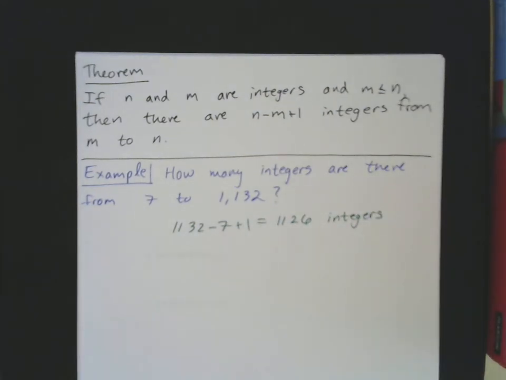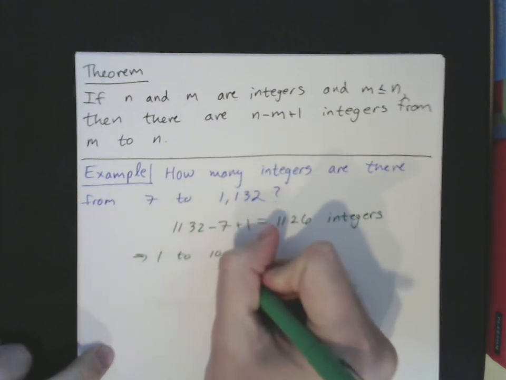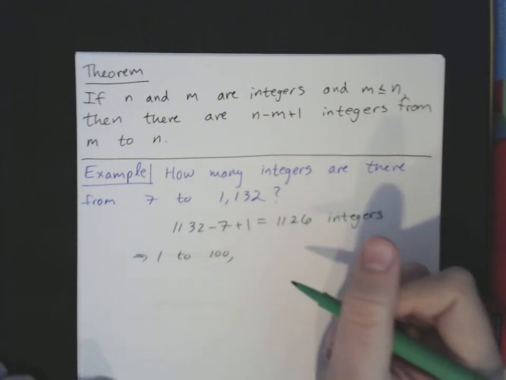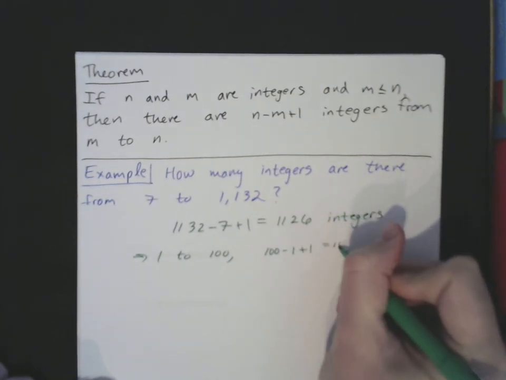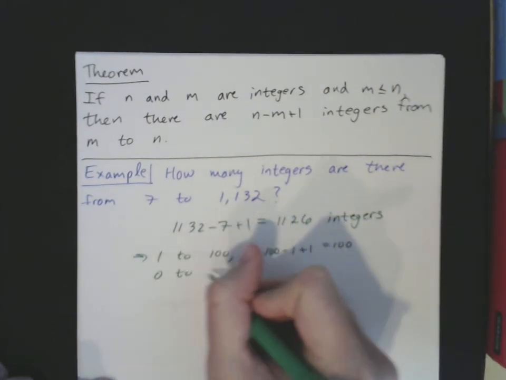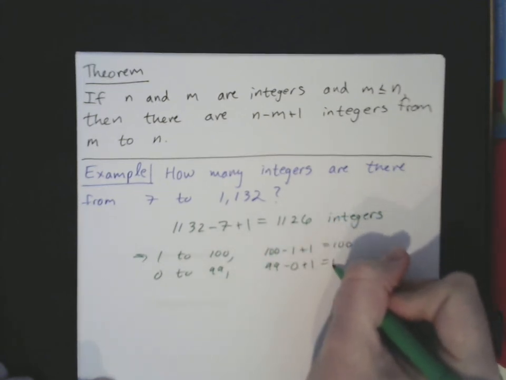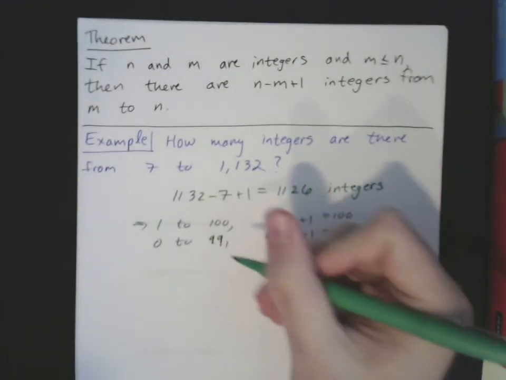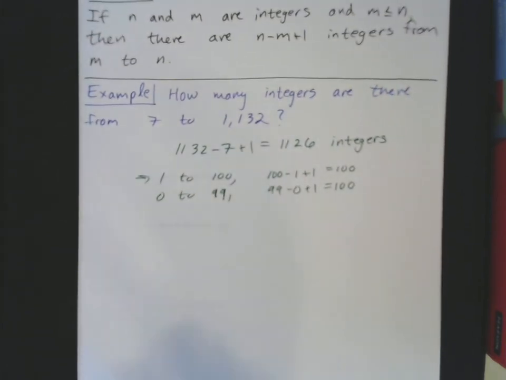This is the counting principle that says that from 1 to 100, there are 100 integers, right? It's 100 minus 1 plus 1, which is 100. But from 0 to 99, there's 99 minus 0 plus 1, still 100 integers. Right? That's kind of the classic example that people get confused by. From 0 to 99, you're actually looking at 100 things. But if you start at 1, then you have to go to 100 to hit the 100th thing.